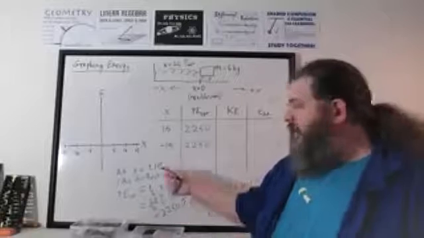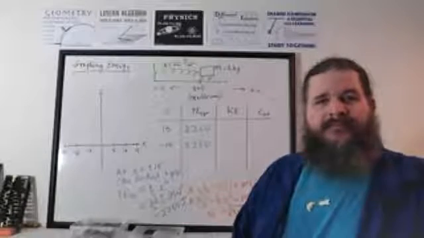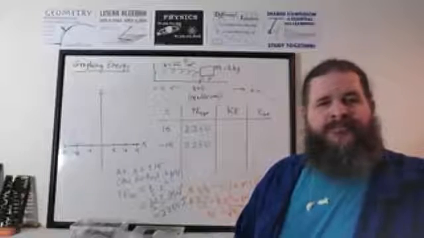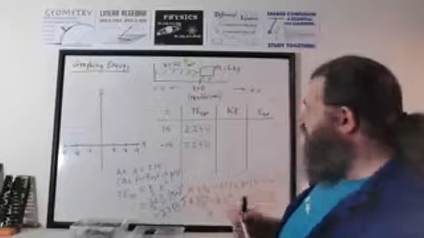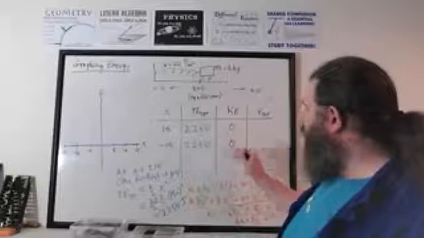Also, if 15 is the furthest it gets, what's the kinetic energy at that location? Yeah, should be 0. If it has reached 15 and come to a stop, then the kinetic energy is 0 at both of those locations.